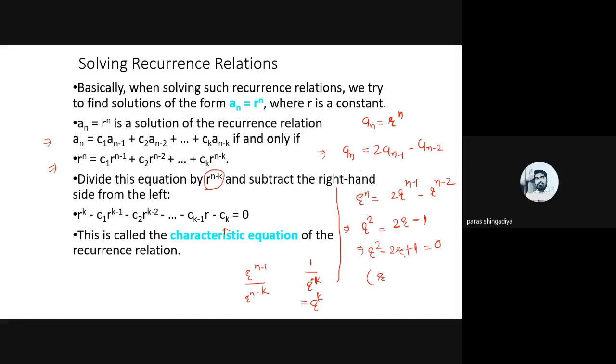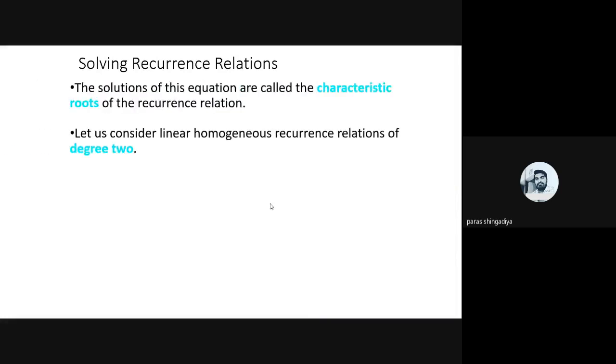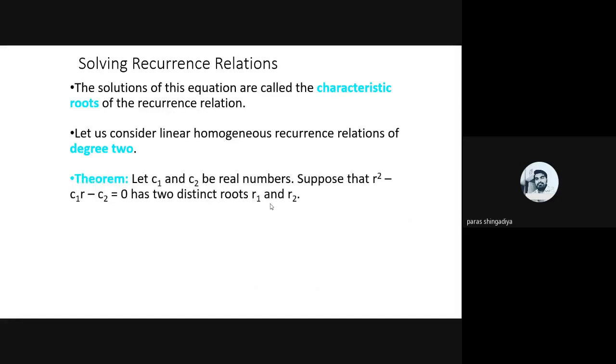Okay, if we solve it, r square minus 2r plus 1, so it is r minus 1 whole square is equal to 0. So r is equal to 1 is called the root of the recurrence relation. Okay, when we solve these equations, we'll get a root. And let us consider this linear homogeneous equation of degree 2. If we have a degree 2 equation form, we already checked one example. r square minus c1r minus c2 is equal to 0.